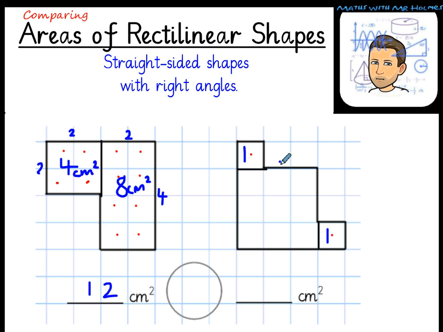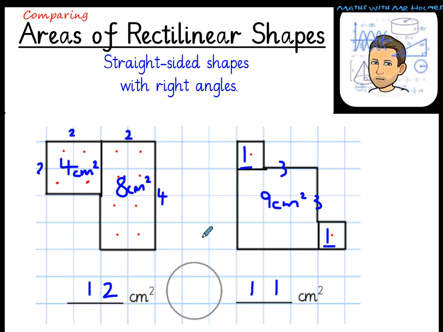So that's 3 across by 3 down. And I can multiply those lengths. 3 times 3, or 3 squared, gives us 9 squares, or 9 centimeters squared. And then I can add this square and this square to give me 11 squares, or 11 centimeters squared. Okay, so I've worked out the area of both of these shapes.